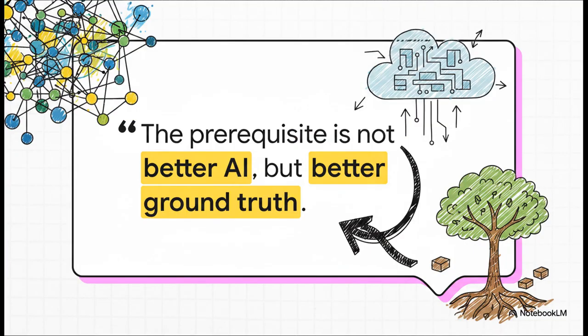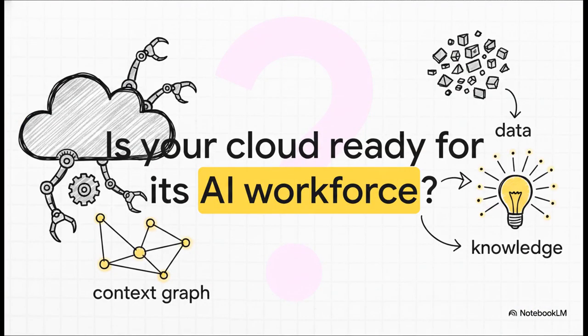And I want to leave you with this really powerful idea. We're all chasing better AI, smarter models, but the real prerequisite for the next generation of cloud operations, it isn't better AI, it's better ground truth. So the question to leave you with is this. Is your cloud built on scattered data, or is it built on connected knowledge? Is it truly ready for an AI workforce?